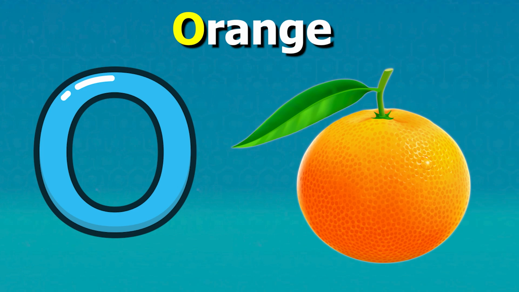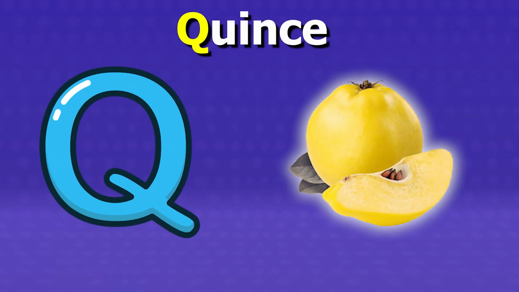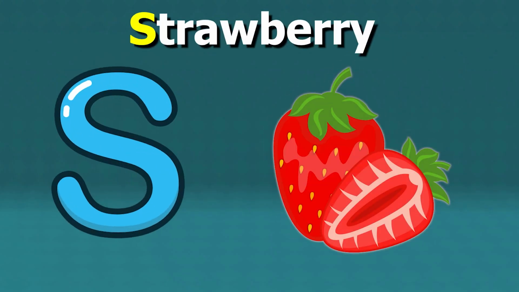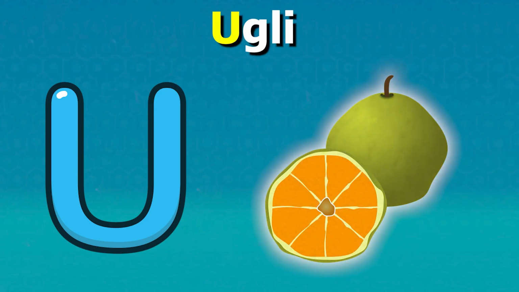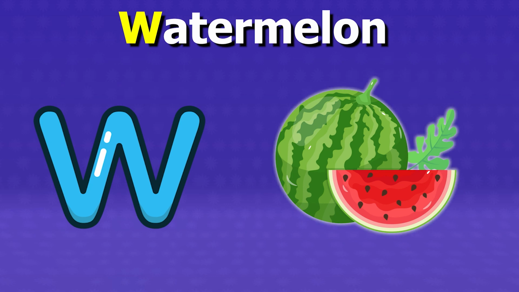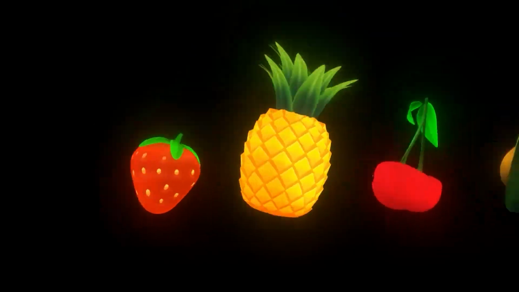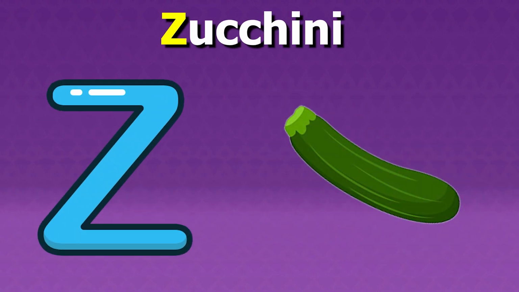O for oranges, P for pears, Q for quince, R for roseberries, S for strawberries, T for tomato, U for ugly fruit, V for vanilla, W for watermelon, X for zimania. Y for yum, Z for zucchini.